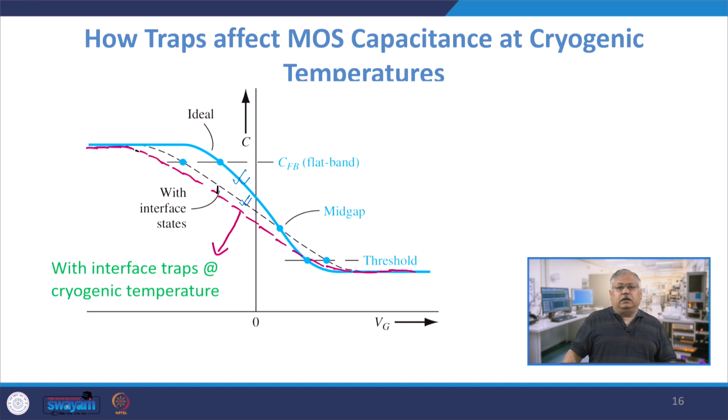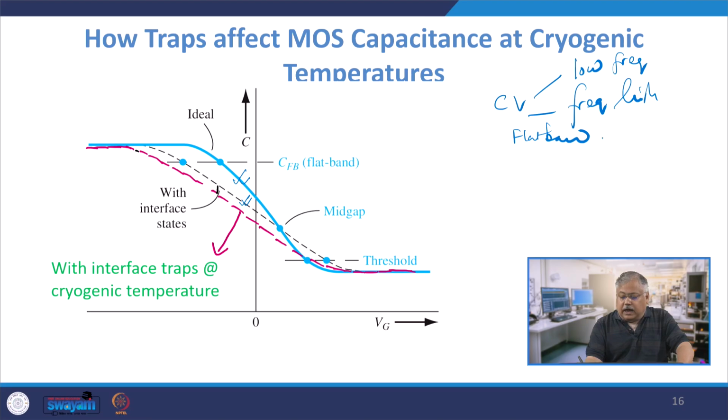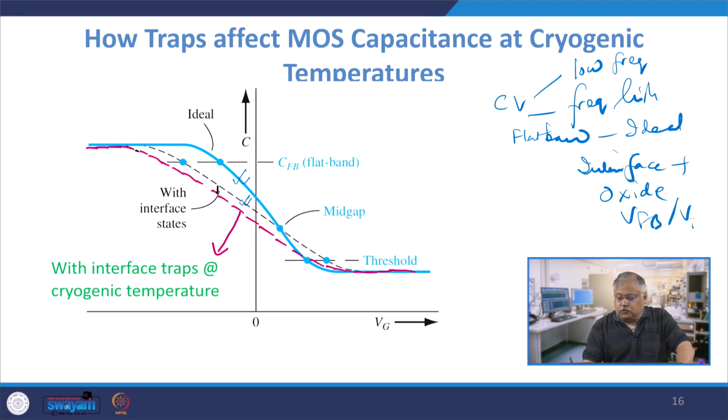So, with this, let me recapitulate what we learned in this lecture series. We learned about CV characteristics, we studied CV at low frequency and high frequency. We looked at the flat band condition, and then the ideal case, and then we added interface and oxide trap charges and saw how my VFB and threshold voltage change because of this. Finally, we ended up looking at the cryogenic temperature effect on the threshold voltage and the flat band.